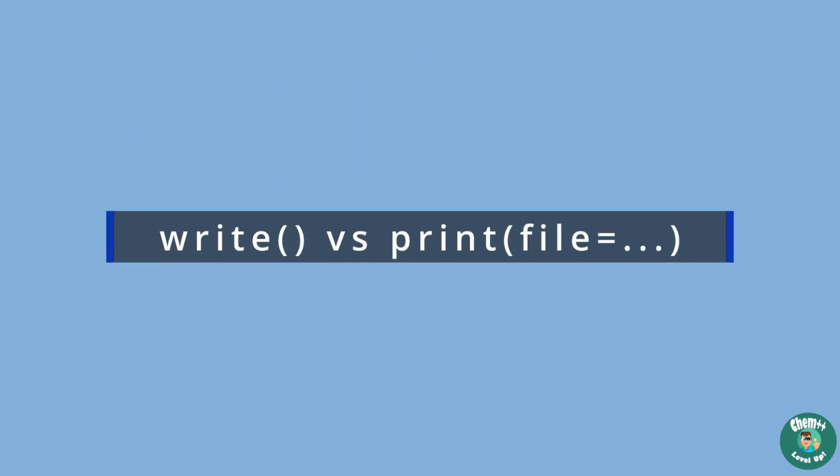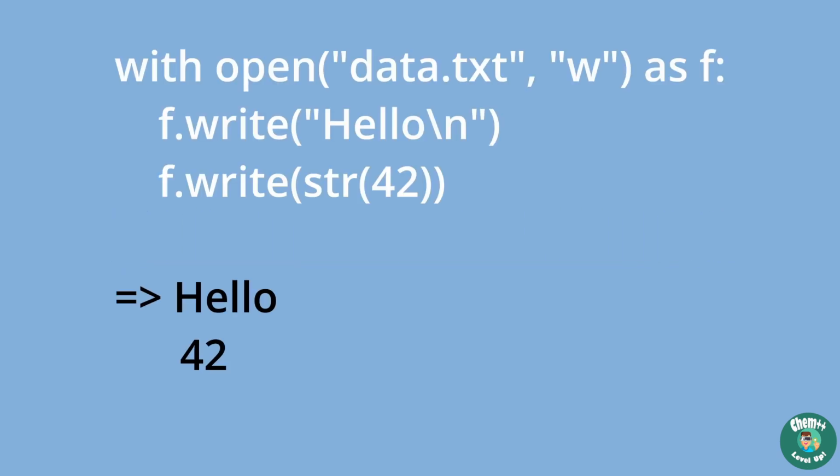Now, you might be wondering, should I use f.write or print with file equals? Write is for the control freaks. It adds nothing extra, no spaces, no new lines. If you want a new line, you must add \n manually. If you want to write a number, you have to wrap it in str. It's perfect for scientific results and structured logs where every character counts.